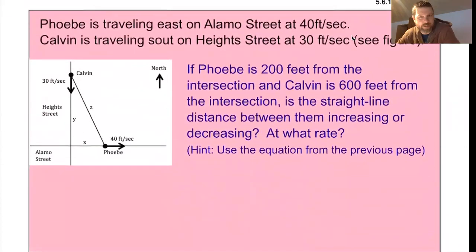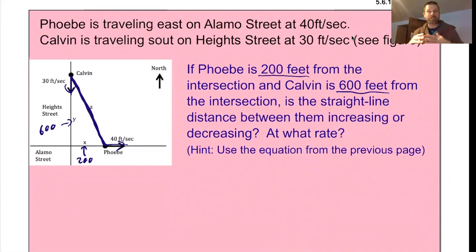All right, same problem, but this time I'm given a little bit more information. Phoebe is 200 feet from the intersection, so I know this is 200. Calvin is 600 feet from the intersection, so that distance is 600. Is the straight line distance between them increasing or decreasing, and at what rate? So the question is, if Calvin's going south and Phoebe's going east, this distance between them is going to be changing. The question is, at this moment in time, is that distance shrinking or is that distance growing?